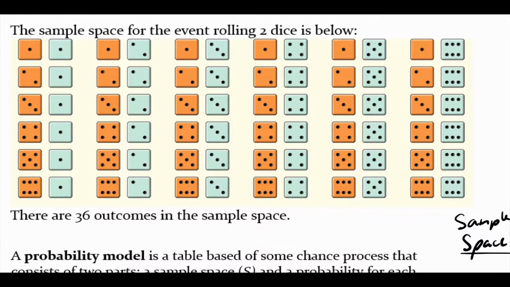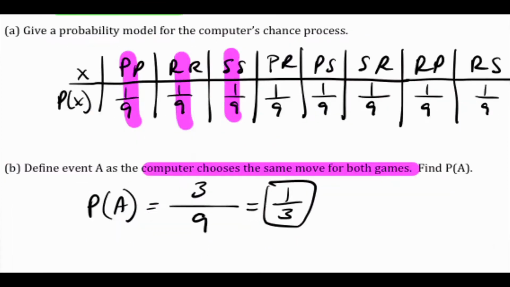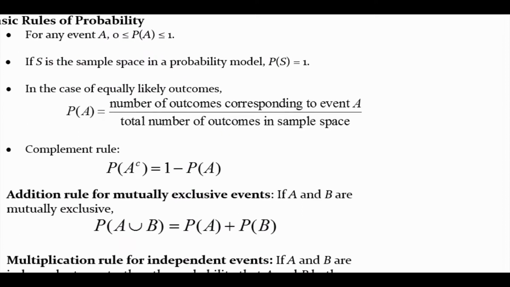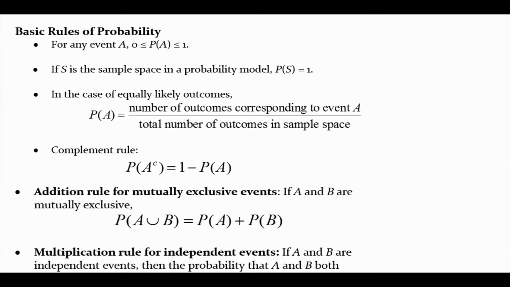100%. Or else I haven't listed everything, right? Then if I haven't listed everything, it's not the sample space. Okay, that's all that says. Okay. Number 3 is the one you guys all know.